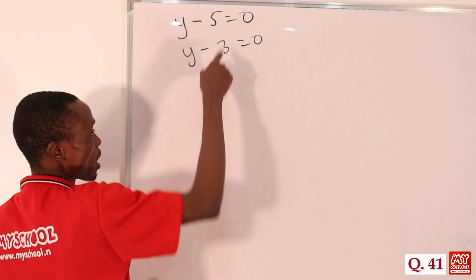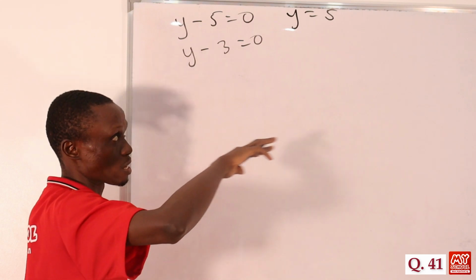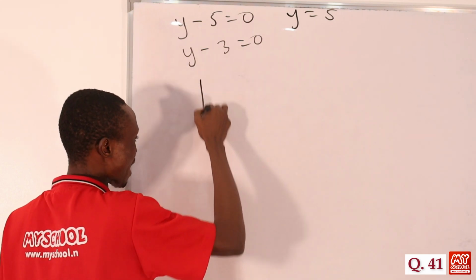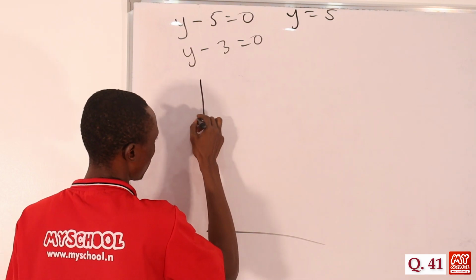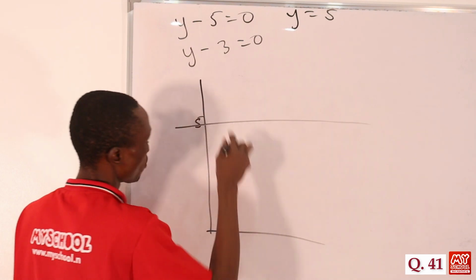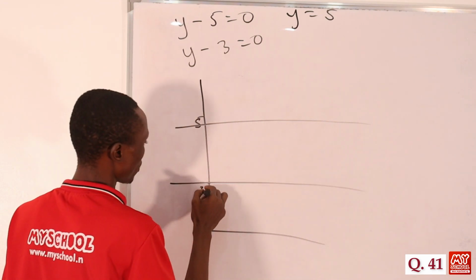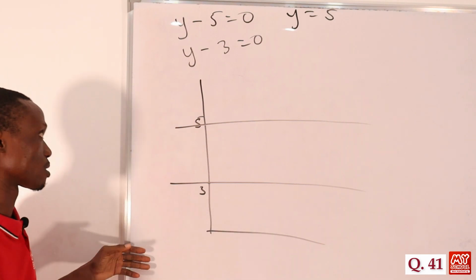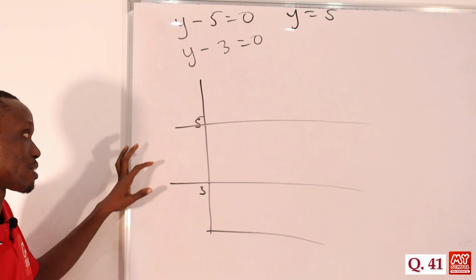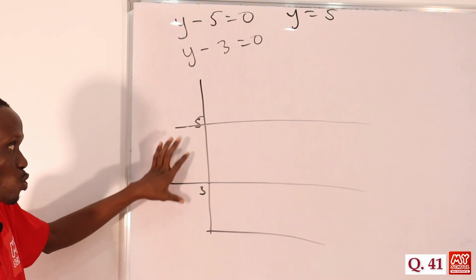So y minus 5 is the same thing as saying y is equal to 5. What that means is that the straight line cuts the y-axis at 5. And y equals 3 cuts the y-axis at 3. So the line equidistant from two parallel lines is exactly the line halfway between these two lines.